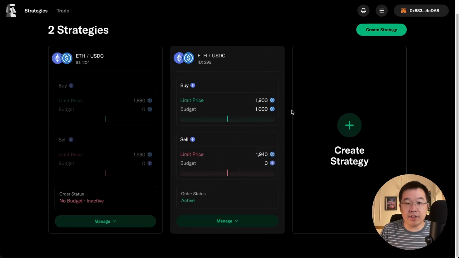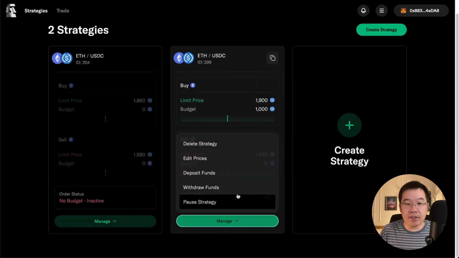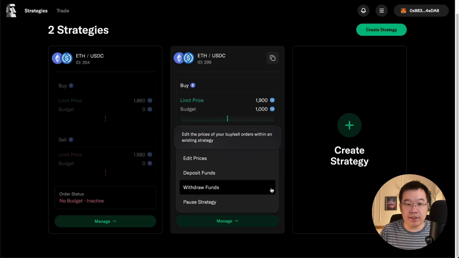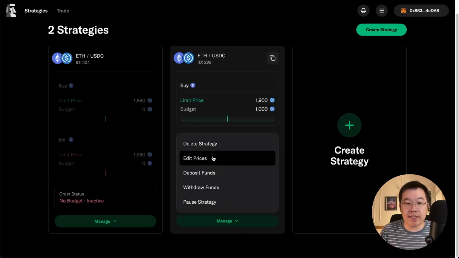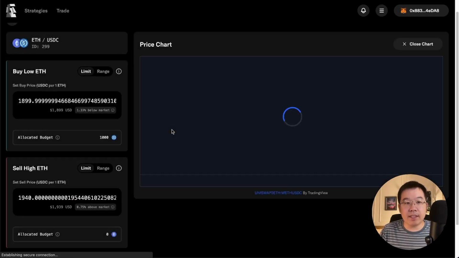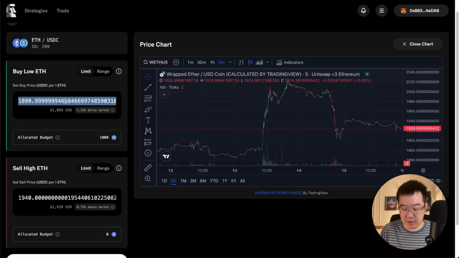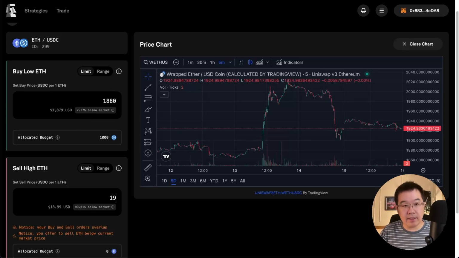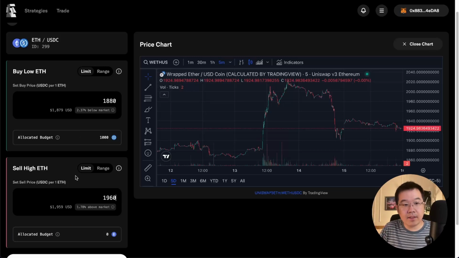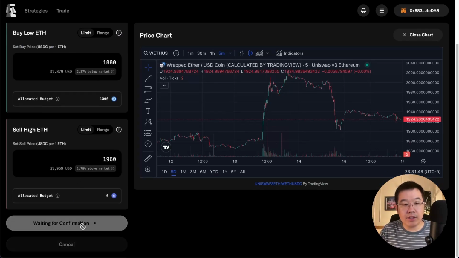And it's active. You could do notifications, and you can also go in here to withdraw funds when you're done. Pause strategy. You can also edit prices, which is what I'm going to show you now. Like, let's say you want to change it to something lower, like, I don't know, 1880 instead. Or you could do this higher, like 1960. And then you confirm changes.